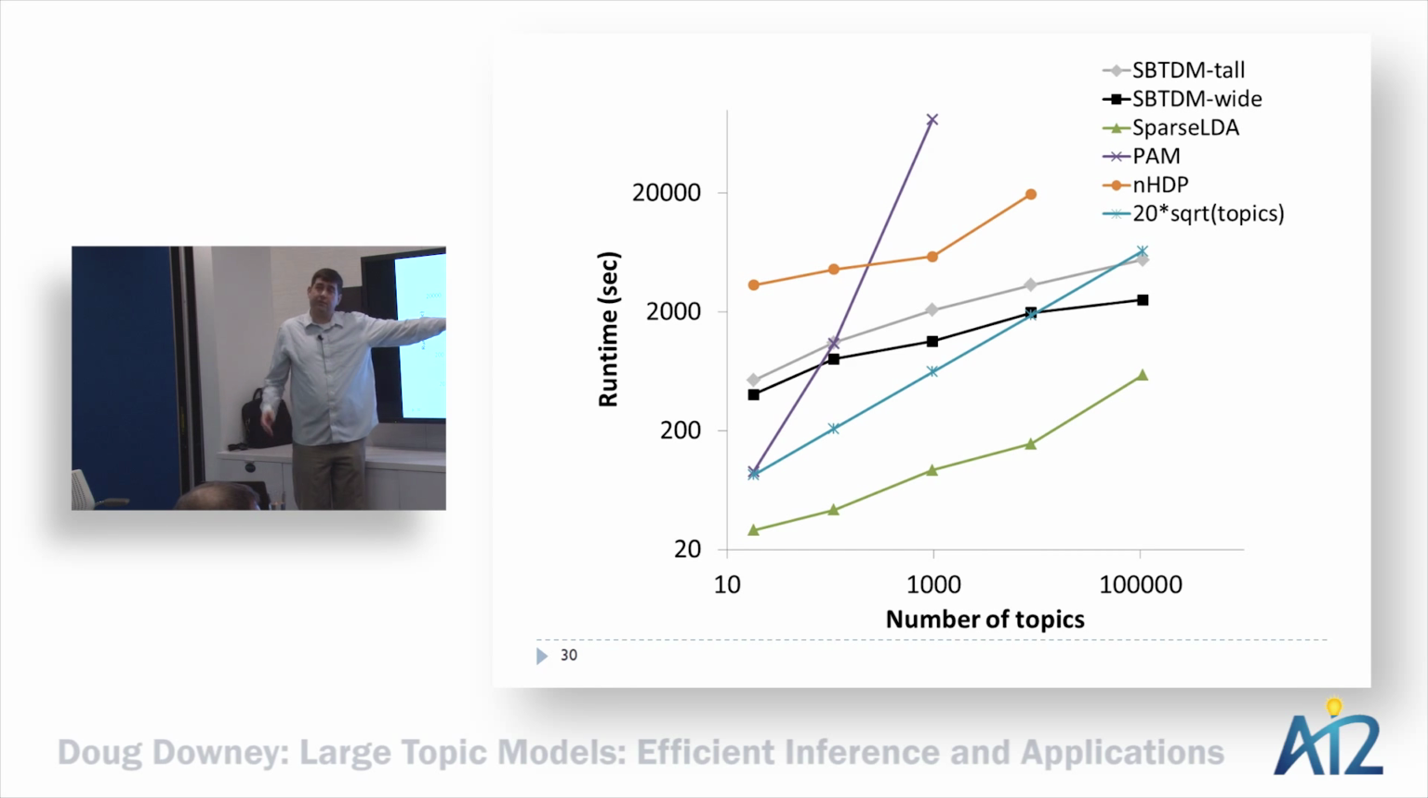This blue line is for reference. So this gives you an idea of how well the sparse Backoff trees are scaling. This blue line is actually proportional to the square root of the number of topics. And you can see the sparse Backoff tree models are increasing less quickly than the square root of the number of topics. So it's strongly sublinear.